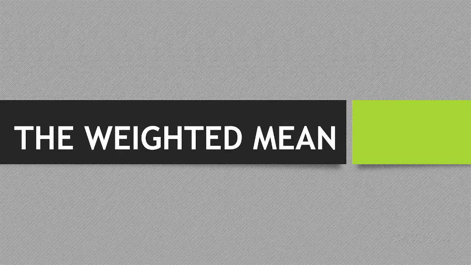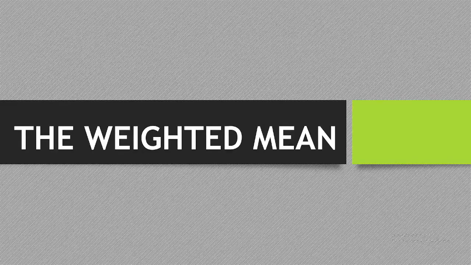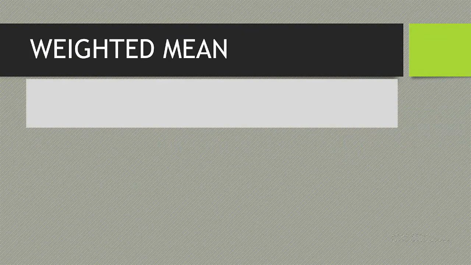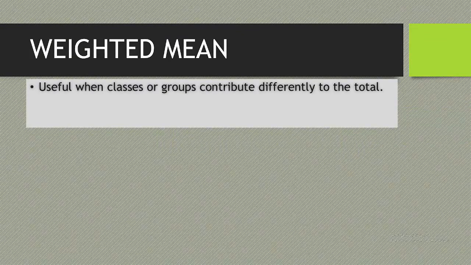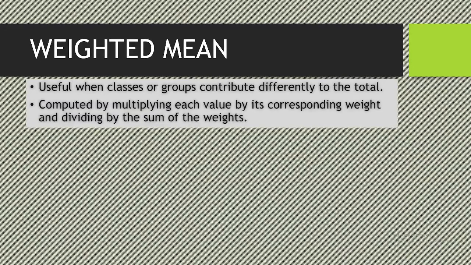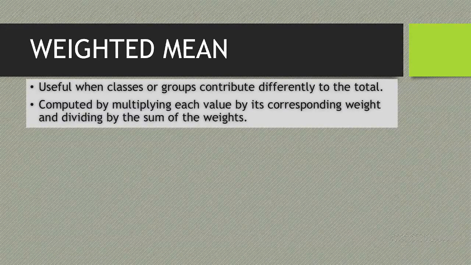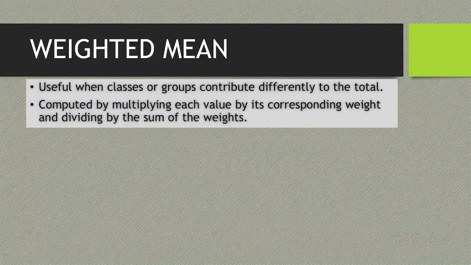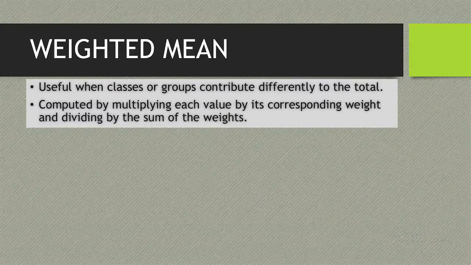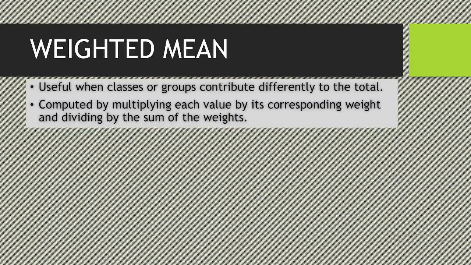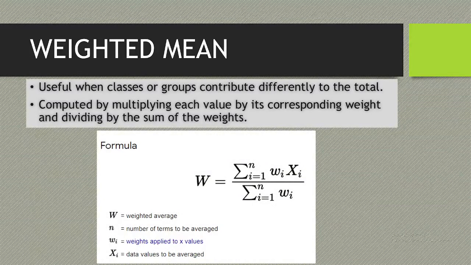Okay, for this tutorial video, let's have the weighted mean. The weighted mean is useful when classes or groups contribute differently to the total. This is computed by multiplying each value by its corresponding weight and dividing by the sum of the weights. This will be our formula. Now let's apply this formula over our first example.